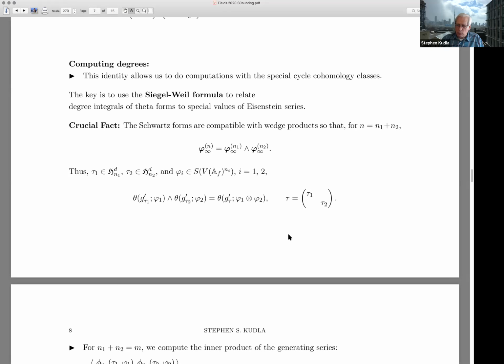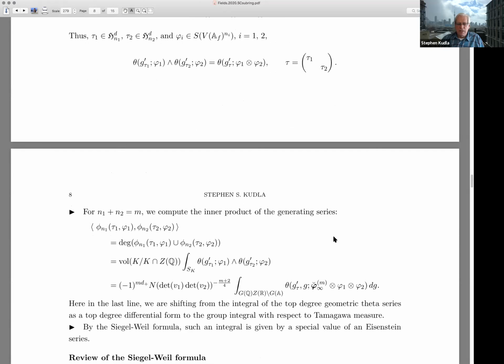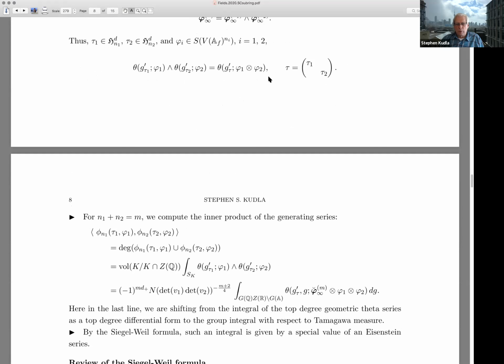So this is on the de Rham cohomology, but of course what that means is when I go to compute, I'm going to use this formula. If I go to compute the pairing between two such classes, let's suppose that n1 plus n2 is equal to m. So these classes are in complementary degrees, or the cohomology is in complementary degrees. So the inner product is going to be the degree of their cup product. And that's going to be what you get by taking the wedge product of the de Rham classes and integrating over the Shimura variety. Of course, I'm normalizing, okay?